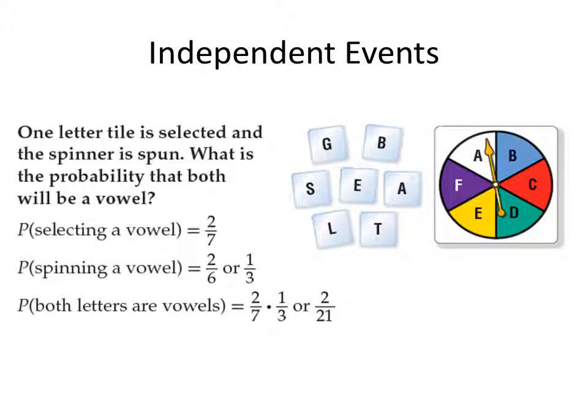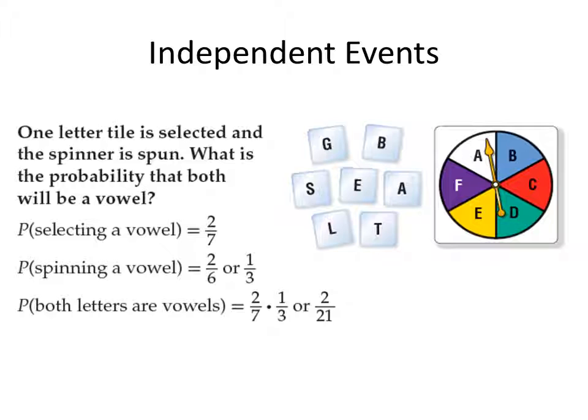So in the tiles, the letters E and A are both vowels, so that there's two designated events that could happen, E and A, and there are 7 total, so the chance of selecting a vowel is the number of successes, which is 2, divided by the number of total tiles, which is 7. On the spinner, the chance of getting a vowel is either an A or E is considered a success, so the chance of getting an A or an E is 2, and there's 6 total letters, so the probability is 2 over 6, or 1/3.